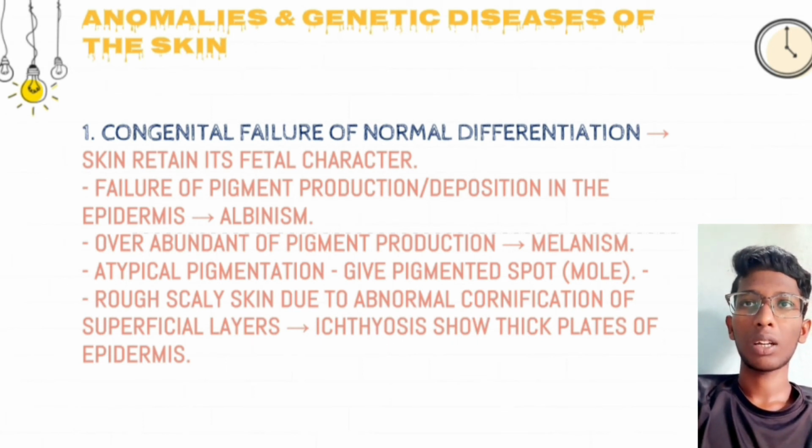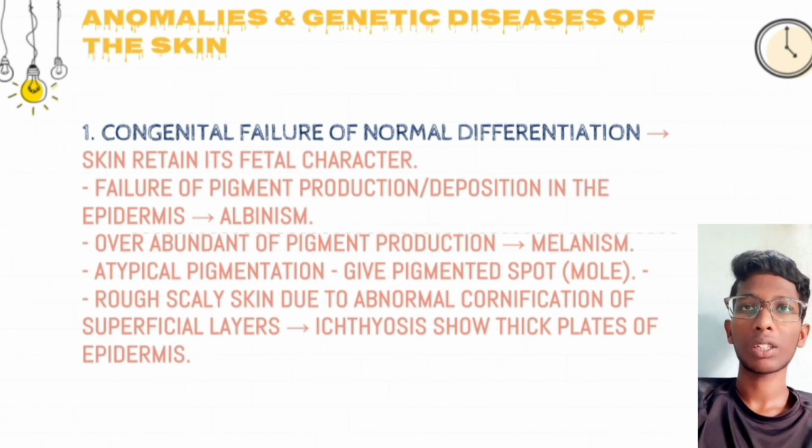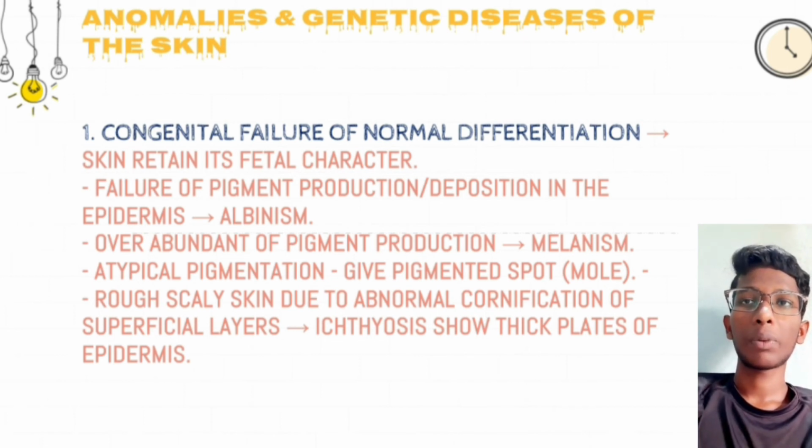Anomalies and genetic diseases of the skin, congenital failure of normal differentiation. Skin retains its fetal character. Failure of pigment production and deposition in the epidermis, albinism. Overabundant pigment production, melanism. Atypical pigmentation gives pigmented spots, moles. Rough, scaly skin due to abnormal cornification of superficial layers. Ichthyosis shows thick plates of epidermis.